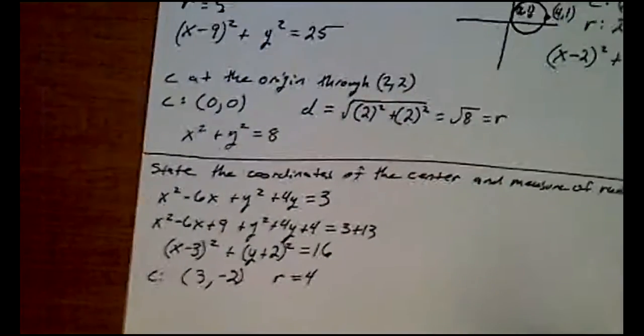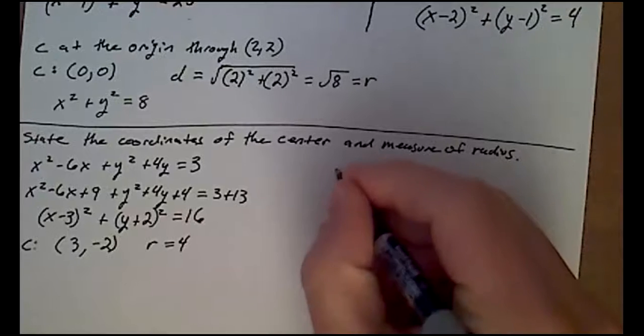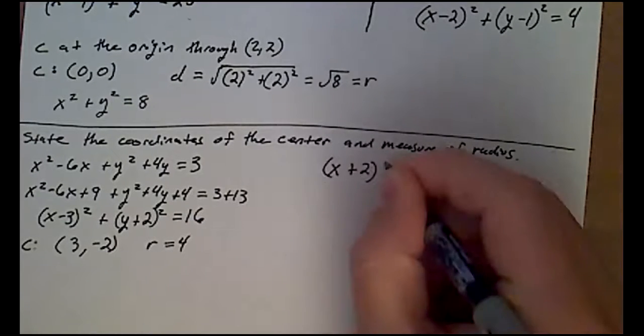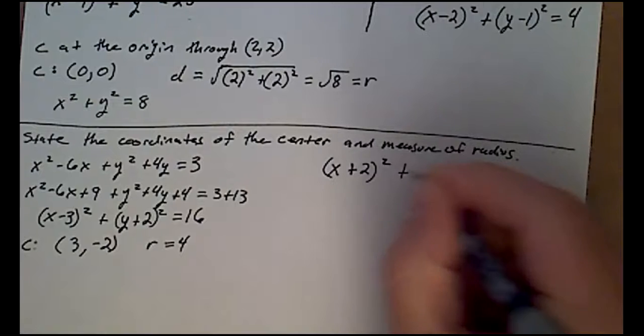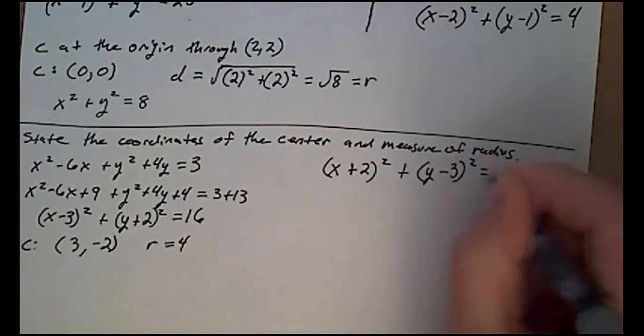More likely what I'll have you look at would be something like the second one. That would be something like x plus 2 squared plus y minus 3 squared is 5.